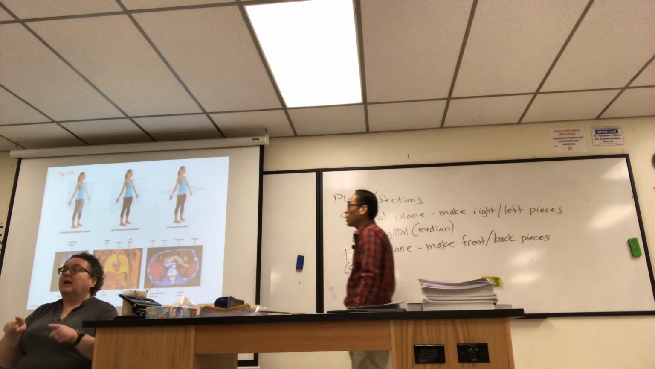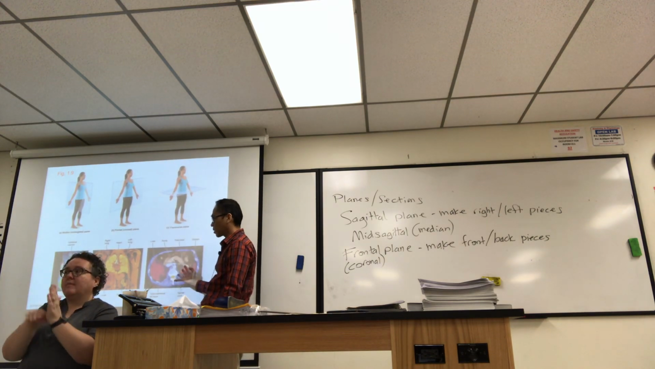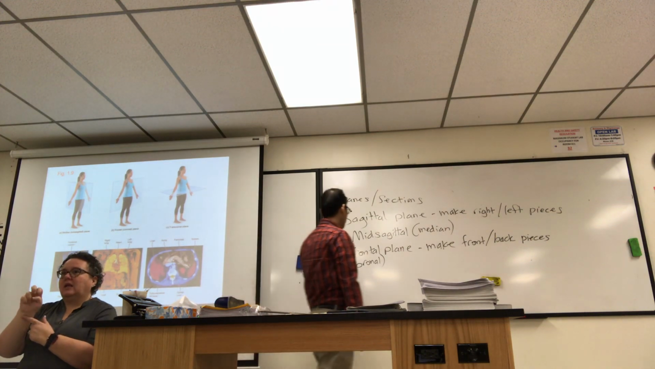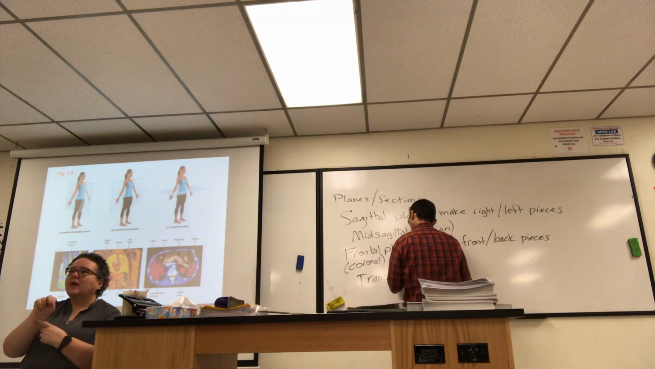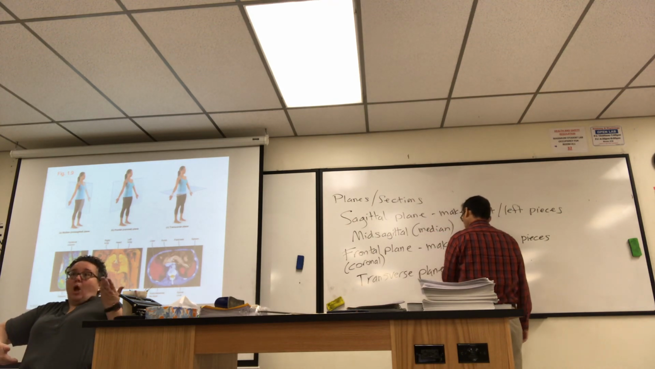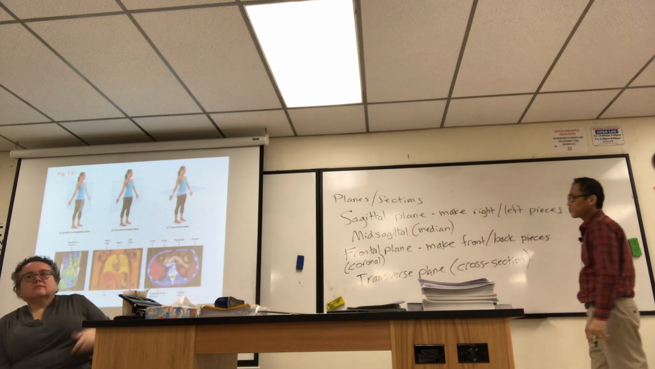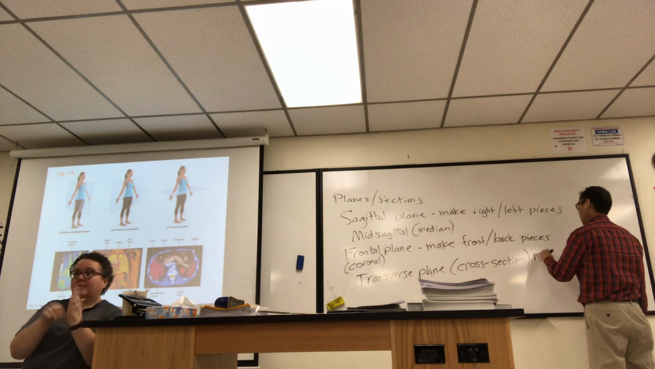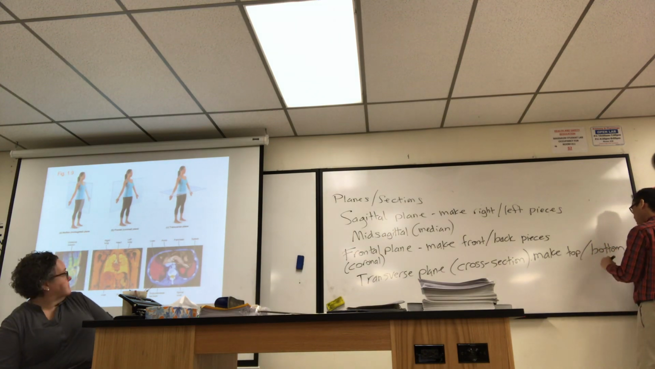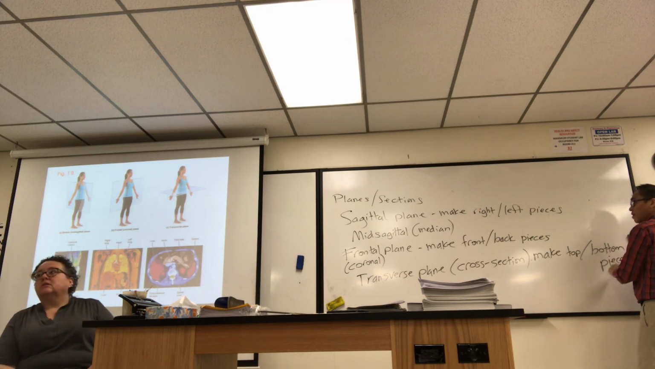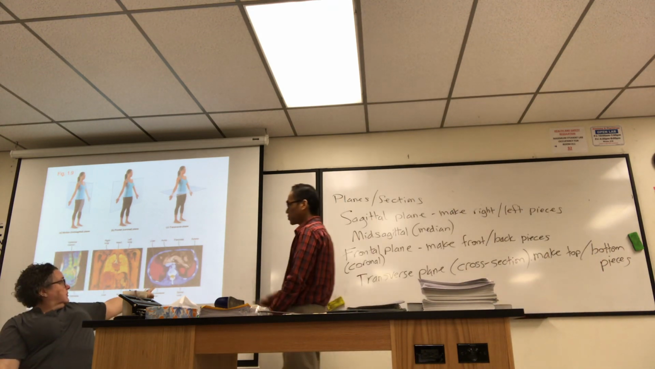If you cut in a way, like say cut in half here, you make top and bottom pieces, that's called a transverse plane. Sometimes we call this a cross section. Transverse plane or cross section. What makes top and bottom pieces? Those are the three main ways you section a cadaver to study the internal structures, okay, or view them.